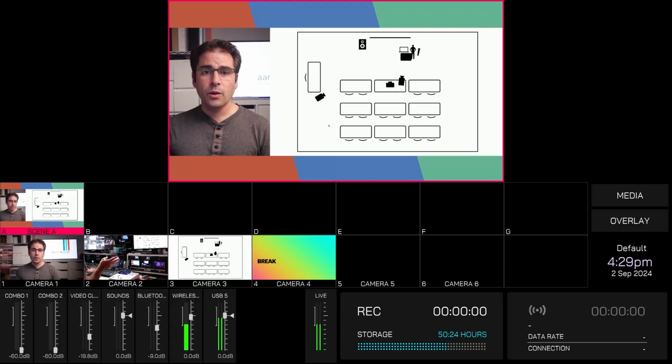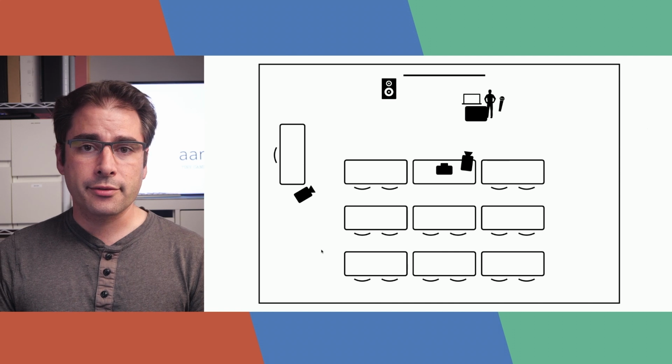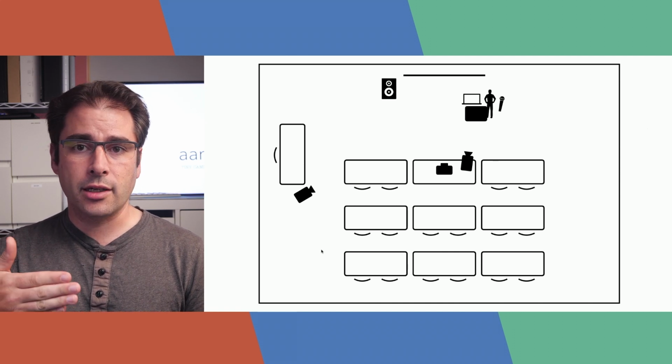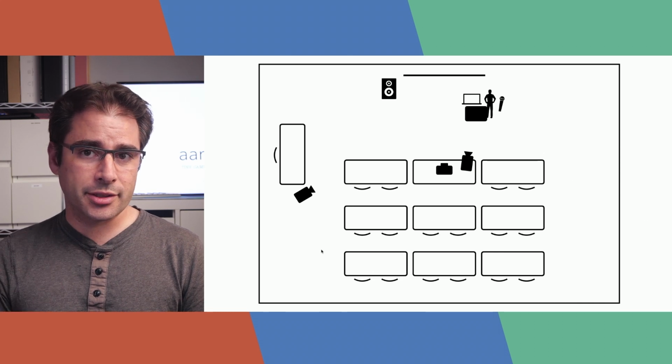One limitation of this right now is that you can't actually use the RØDECaster to feed the projector, because the only options for the HDMI outputs are either the multi-view, which looks like this, or the full, or just whatever's on the program feed. So you can feed the program feed out to a recorder if you want to record a copy, but you can't actually use it to feed a projector.